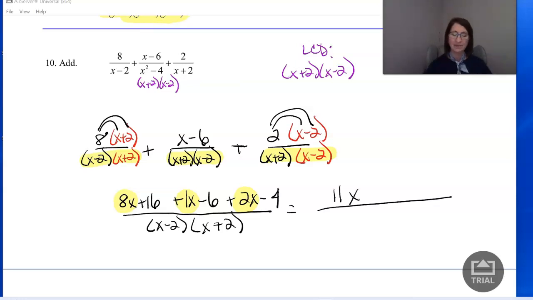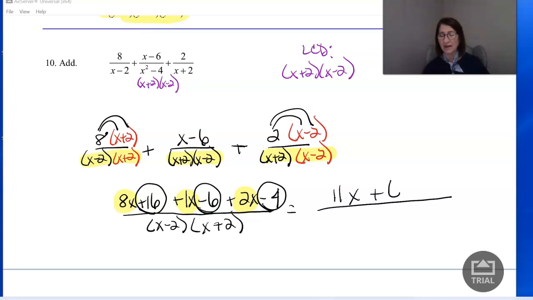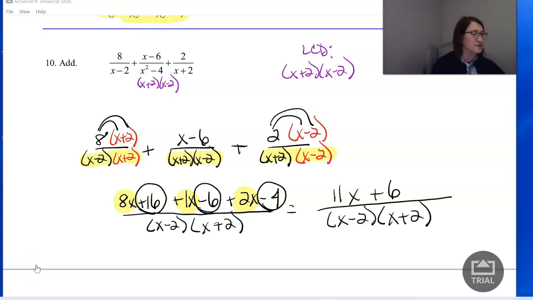Now I'm going to take 16 minus 6 is 10, minus 4 is 6. So 11x plus 6, and then I've got that over x minus 2, x plus 2. All right, let's go ahead and do another one.